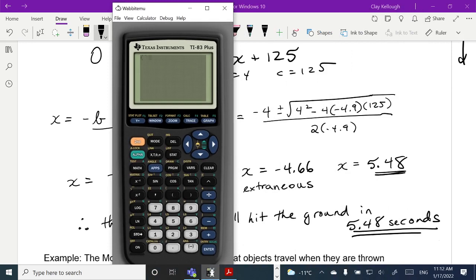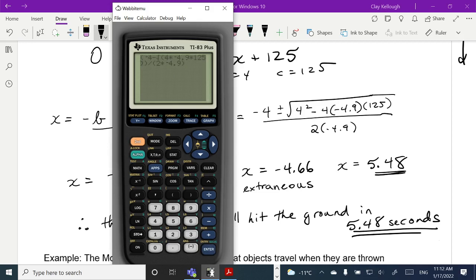Open a bracket, -4 minus, open another square root, which opens a bracket, 4 times -4.9 times 125, close the bracket for the square root, close the bracket for the numerator, divide by, open a bracket for the denominator, 2 times -4.9, close brackets, equals. Oop, something went wrong. Yeah, I did something wrong.